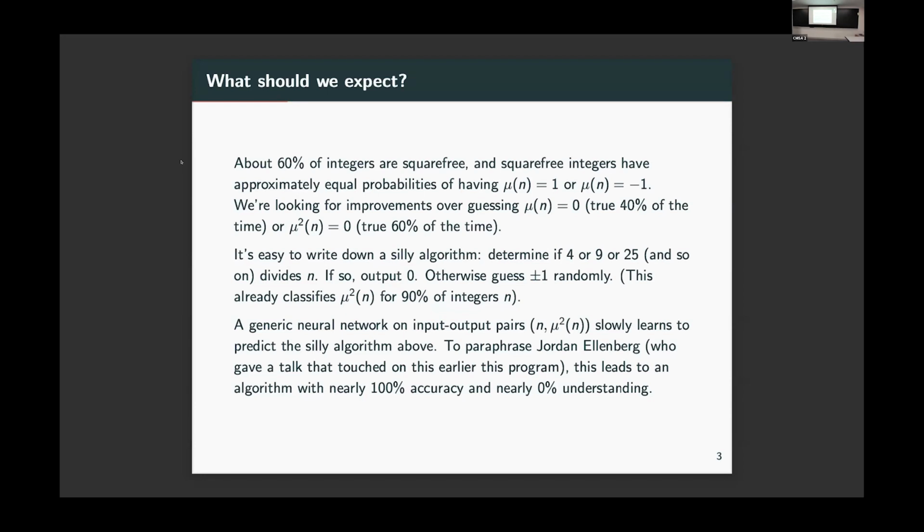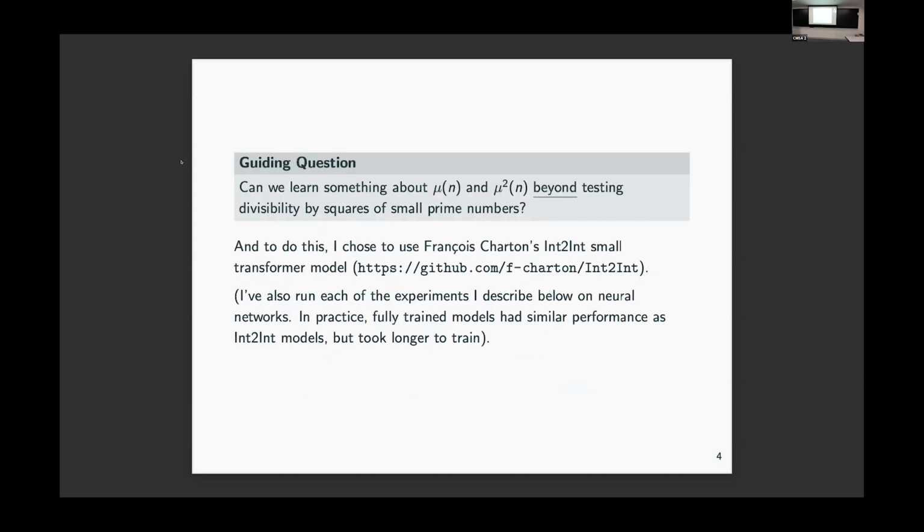To quote a talk that Jordan Ellenberg gave earlier in this program, this is an example where we can get to an algorithm which is 100% correct, almost, but somehow connotes 0% understanding of what's going on. And in fact, if you sit down and you just take out your favorite neural network, you open up your PyTorch, and you feed it lots of n, mu of n pairs, it will slowly always converge to the are-you-divisible-by-a-small-square indicator. And I don't want that. I'm looking for something more. The goal of this was to see if we can do something better that isn't just detecting divisibility by small squares. And so this is our guiding question.